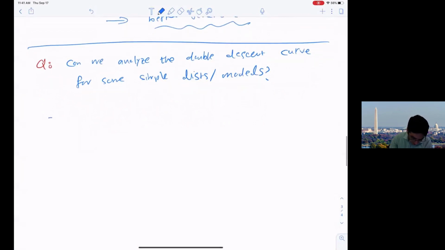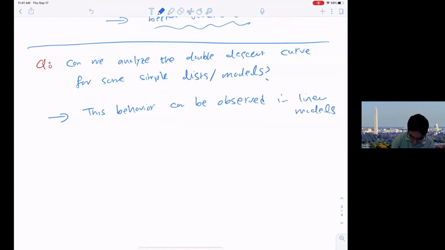As I mentioned, this behavior can be observed even in linear models, which is quite surprising. Before, we thought we knew exactly how linear models behave, but these results show that in an overparameterized regime, we can in fact observe double descent behavior in linear models.